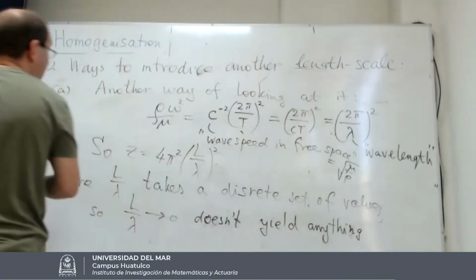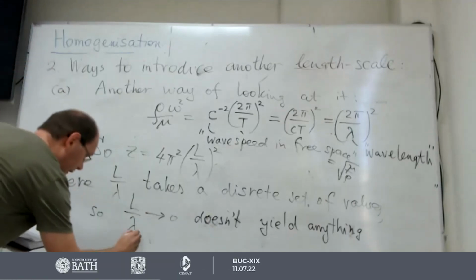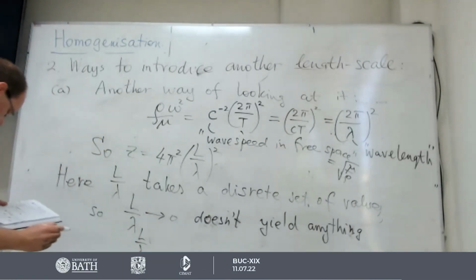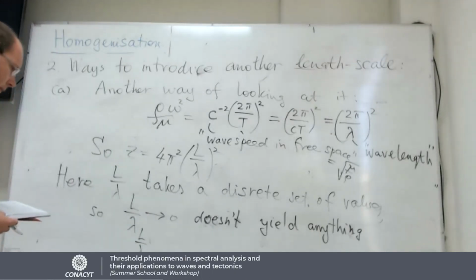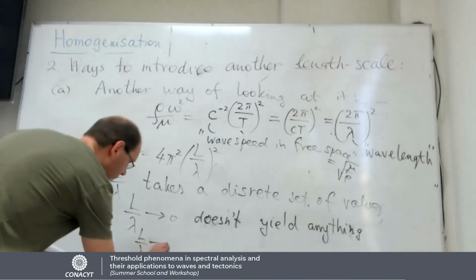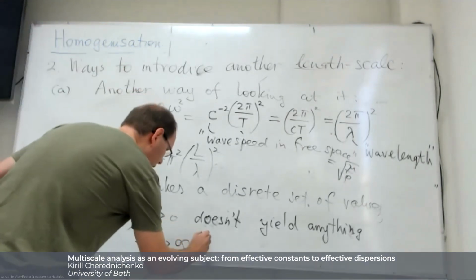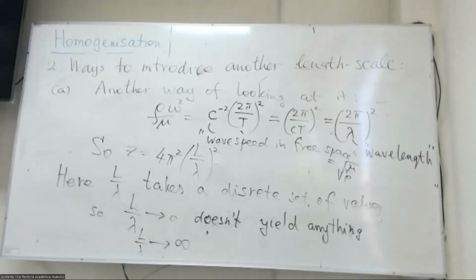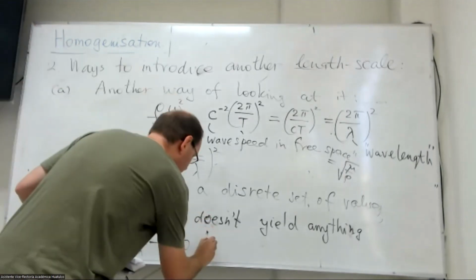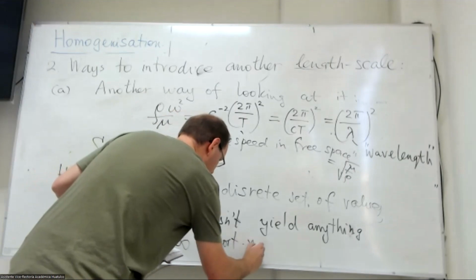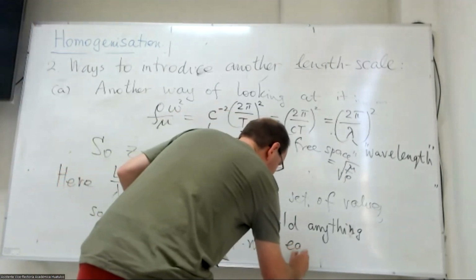And L over lambda going to infinity. So this means that the waves are short relative to the size of the region. So this will give us short wave eigenfunctions. It's a sequence actually that goes to infinity, and as we move along the sequence towards infinity, we will get short wave eigenfunctions.